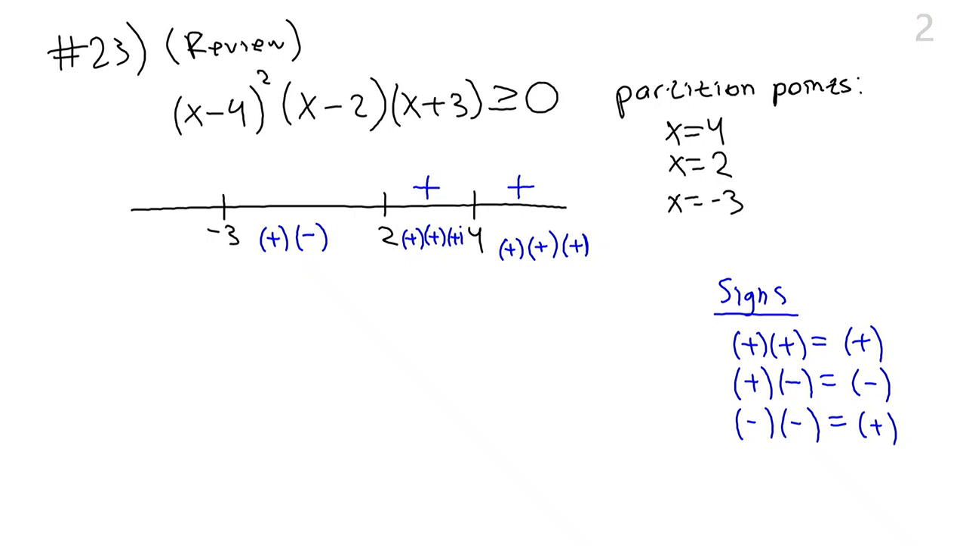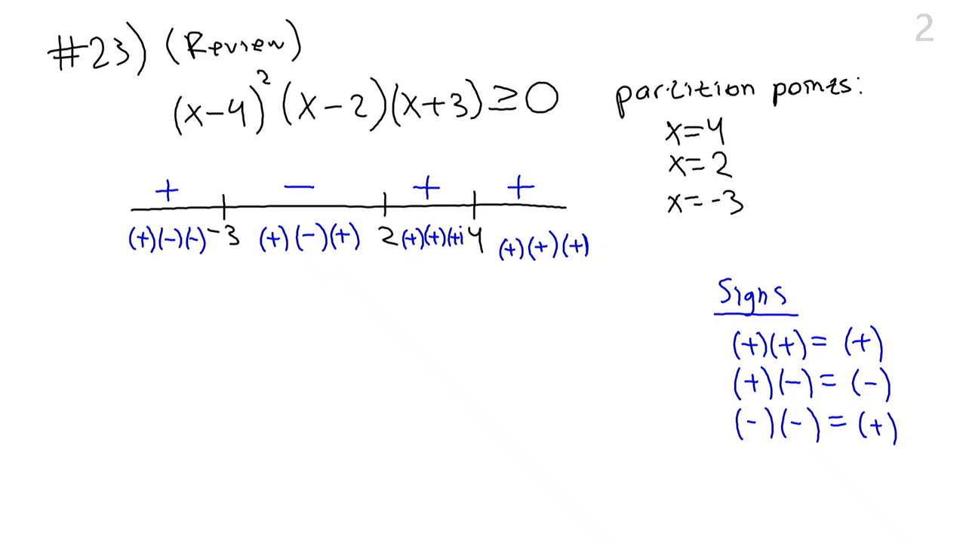The third factor, if I plug in anything between -3 and 2, is still going to be positive. So everything in this segment is going to be positive. And the last segment, the first factor is positive, and the second and third factors are negative. So I have a positive times a negative, which in return, I'm going to get a positive.